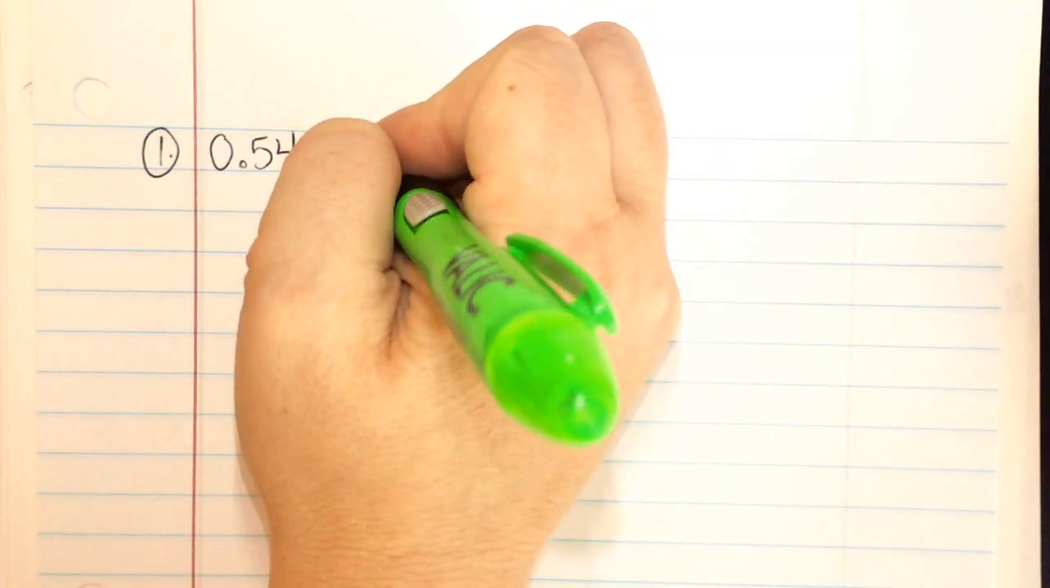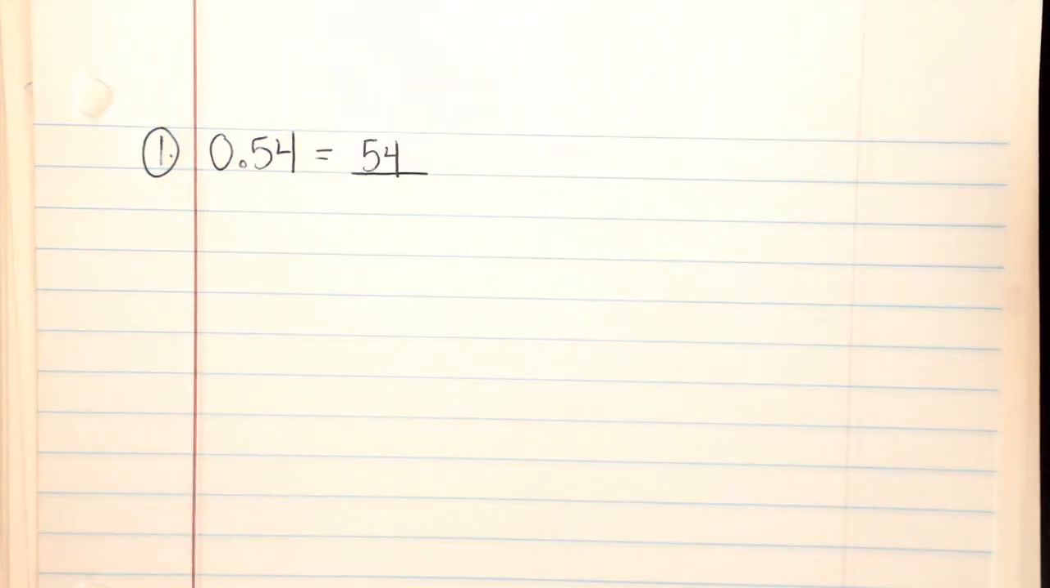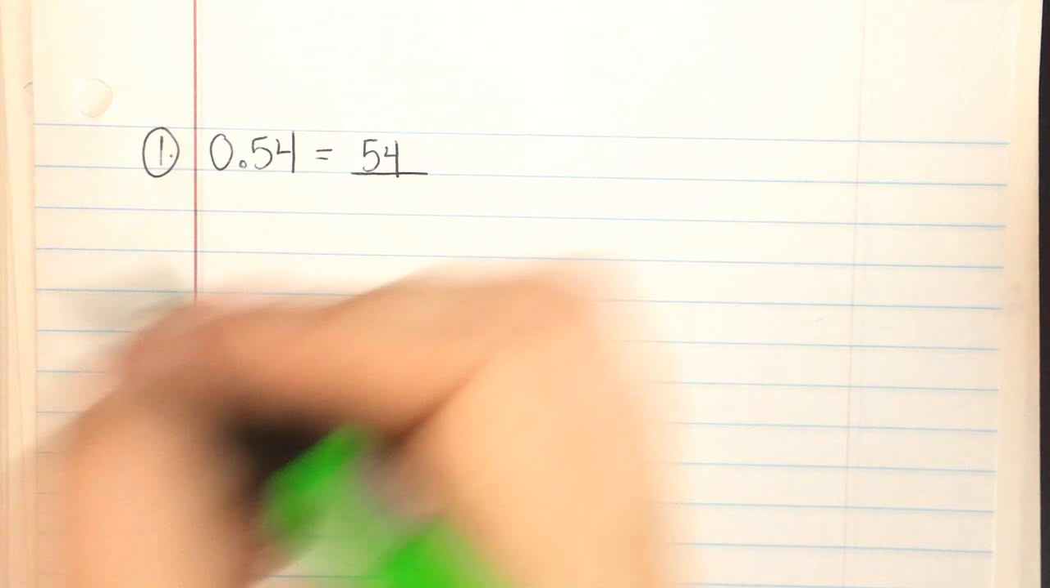All right, what's going to go on top of this fraction? Try it. 54. 54 is behind the decimal, so 54 goes on top. What's going to go on the bottom of this fraction, Braden? 100.